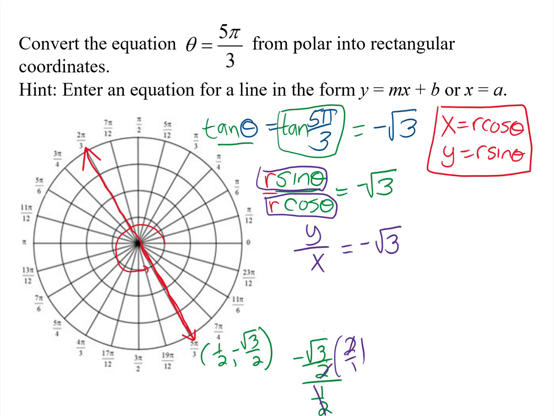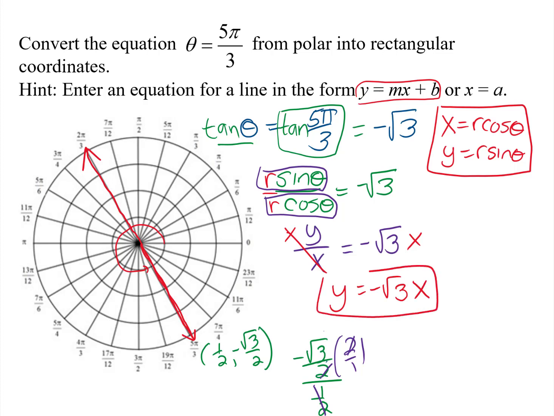The last thing I'm going to do is get this in the form y equals mx plus b. So I'm going to multiply both sides by x, and I will have y equals negative square root 3 x. And that is the equation of the line in rectangular coordinates.